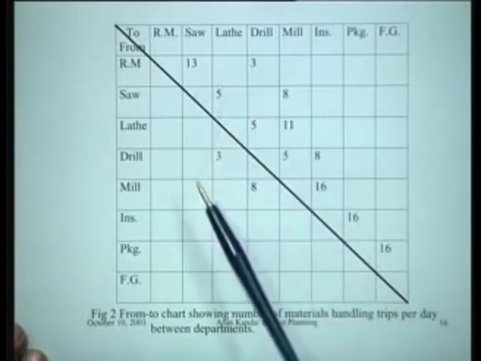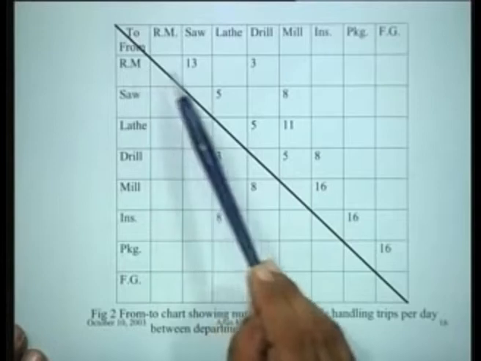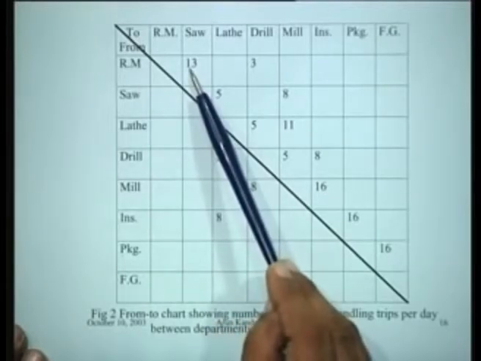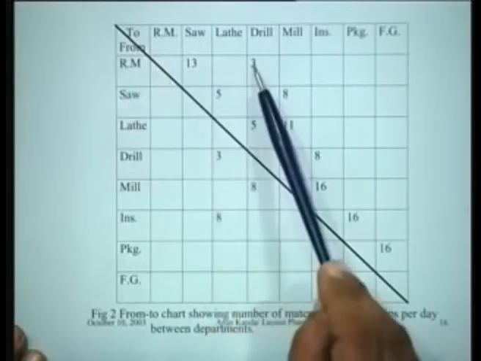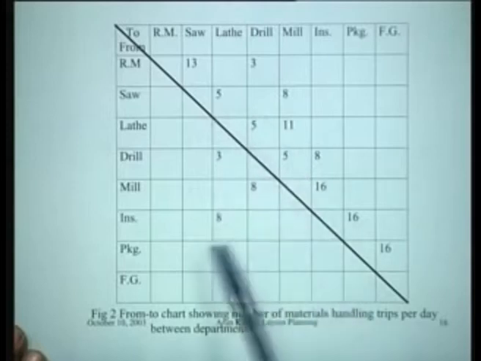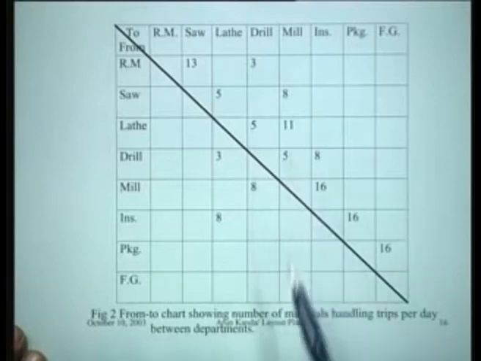So what it shows is that the total movement which takes place from raw material to saw is 13 trolley. Daily there will be 13 trolley loads moving from raw material to saw, right? And from raw material to drill 3 will be moving. And as far as this movement is concerned, from milling to inspection 16 will be moving and so on. So this from to chart shows the number of material handling trips per day between all the departments.